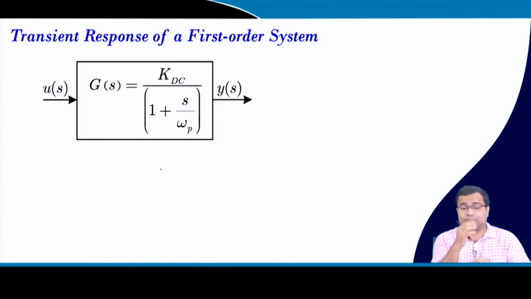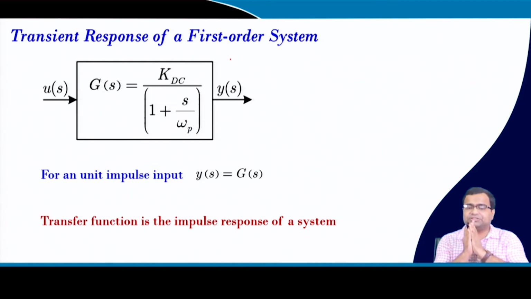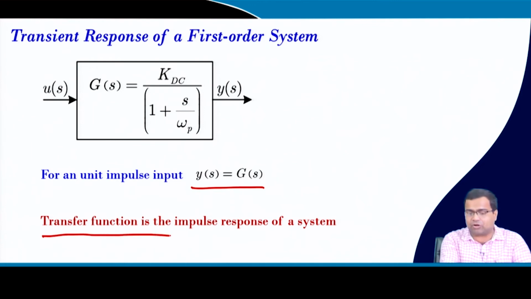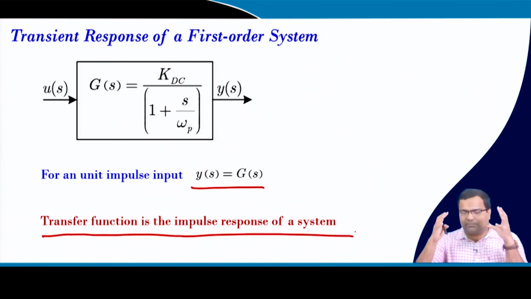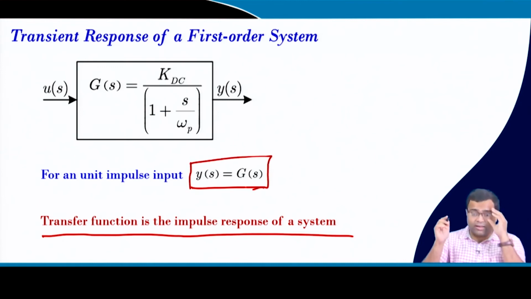If you take a first order pole, this is a first order system, right. Then if we apply an impulse input, y of s is equal to g of s, and this is the proper definition of a transfer function. In many cases people define the transfer function as the Laplace transform of the output by the Laplace transform of the input, but this may not be a very precise definition. The more precise definition is that the transfer function is the impulse response of a system. Okay? Here it is the same.